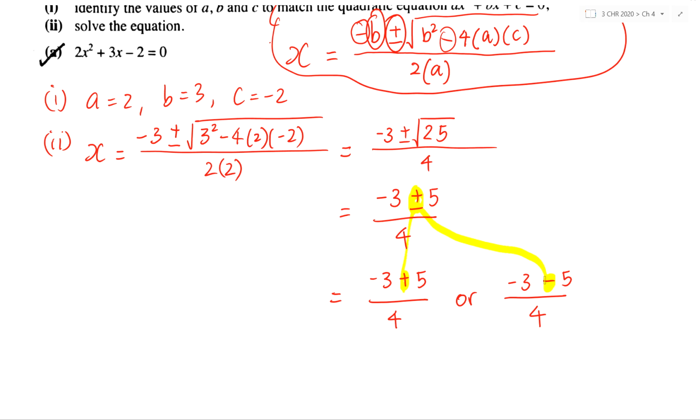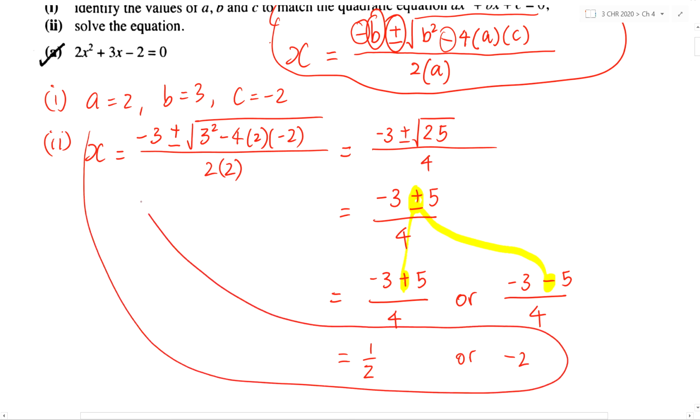Alright, so let us start with the first answer. Minus 3 plus 5. That is 2, isn't it? 2 over 4 is half. This is our first answer. The second answer, minus 3 minus 5 is minus 8, divided by 4 is minus 2. So right now, x is equal to half or negative 2. This is the answer.